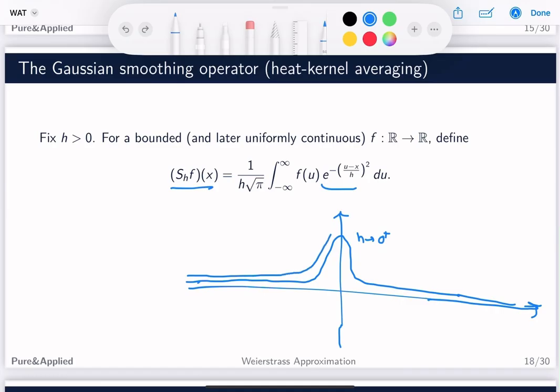It gets steeper and steeper. It's probably not the best figure, but the idea is that the area over here gets smaller and smaller as h goes to 0, and hence what we expect is that this is going to converge to f of x as h goes to 0. The important thing is that because of the exponential smoothing we have, the convergence will not just be pointwise, it's going to be a uniform convergence as h goes to 0.